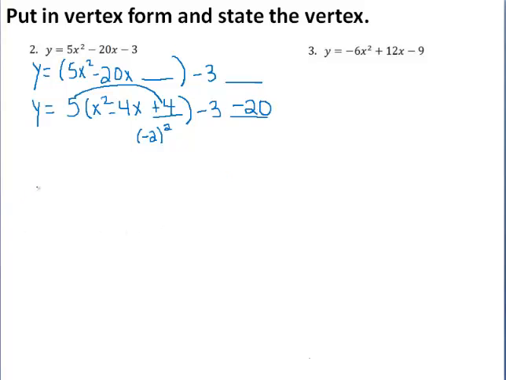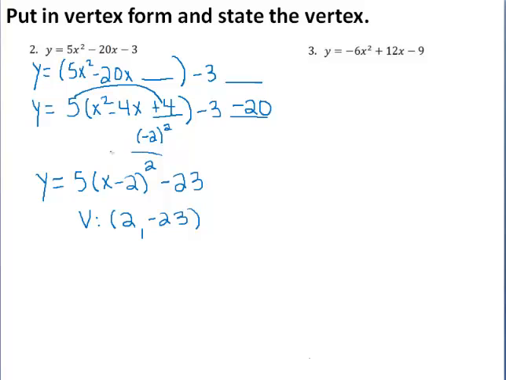Okay, now go ahead and simplify it. So y equals 5 parentheses x minus 2 squared, and then minus 3 minus 20 is minus 23. Okay, so your vertex is 2, negative 23. And again, you can always check this on your calculator by typing in the two y equals and seeing if they make the exact same quadratic, and they should.